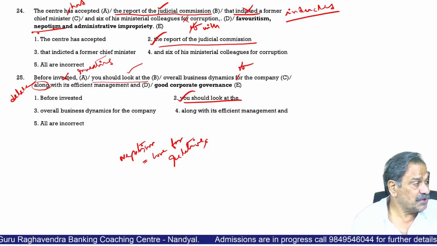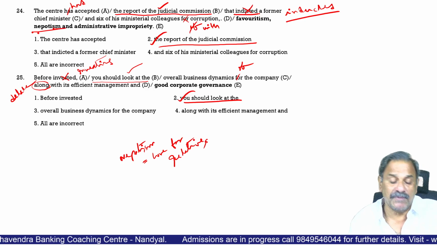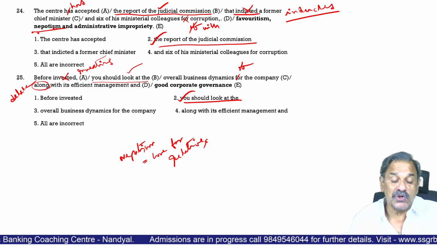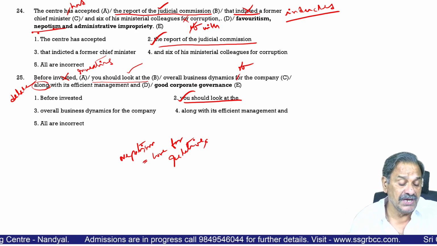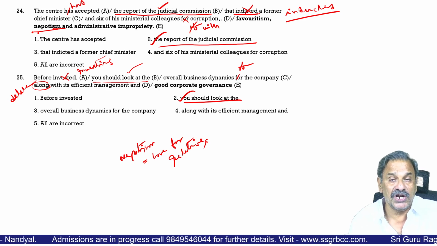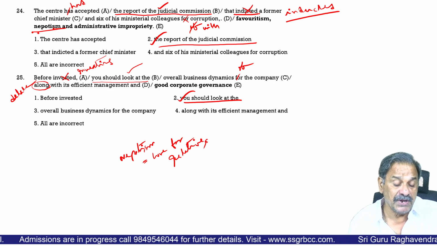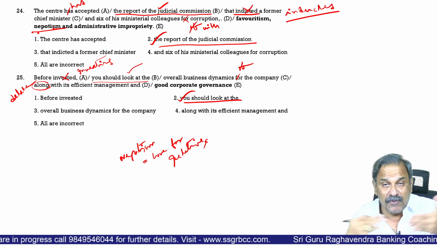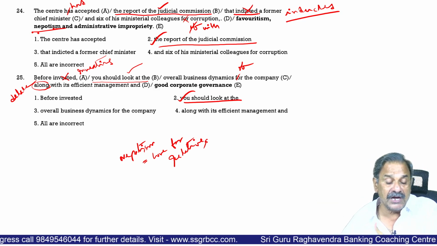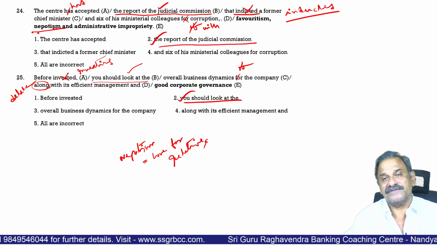Then next, 25. Before invested, it is wrong. Before investing, you should look at the overall business dynamics of the company with its efficient management and good corporate governance. This is parallel usage: good corporate governance, efficient management.